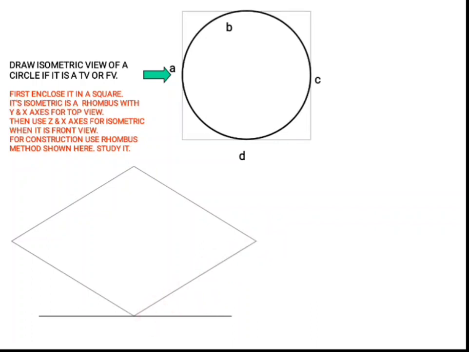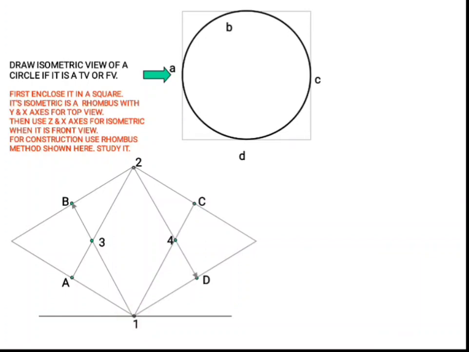Now we can mark the points A, B, C, D on this figure. Now we have to draw lines to B, C, A and D like this. These intersecting points and these corner points are the required centers for constructing the ellipse. We can name them 1, 2, 3 and 4.